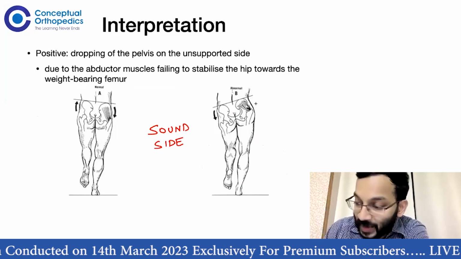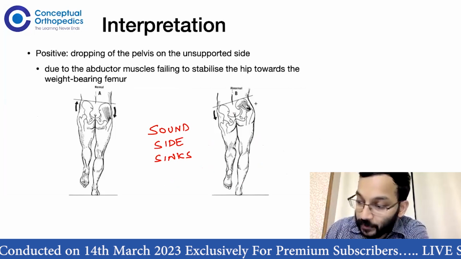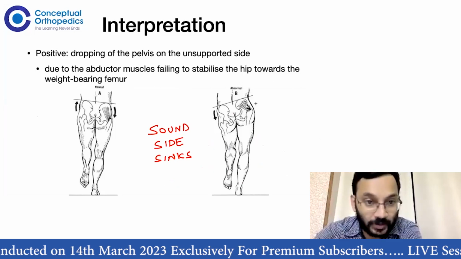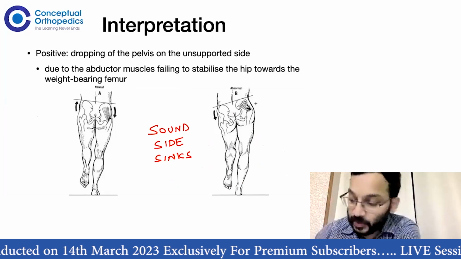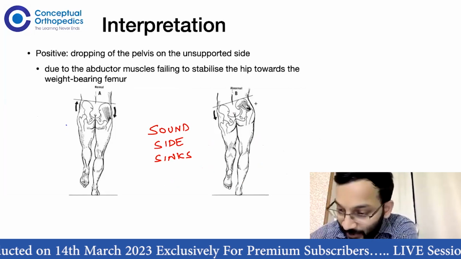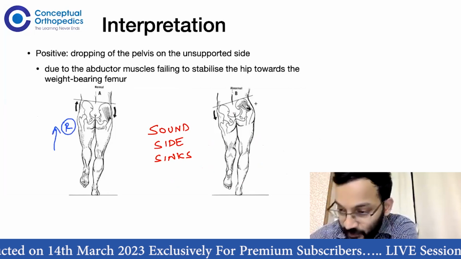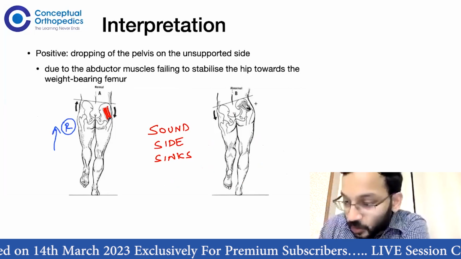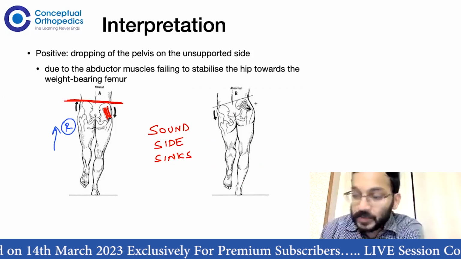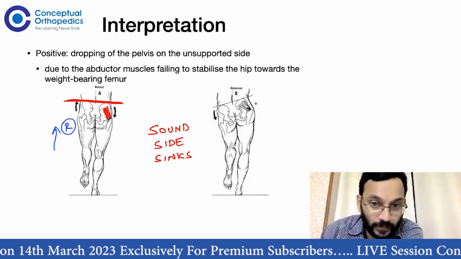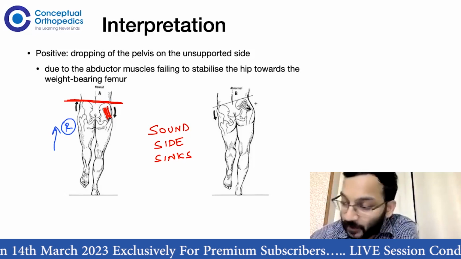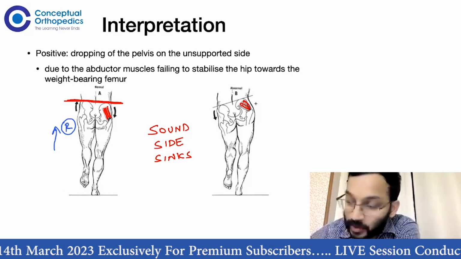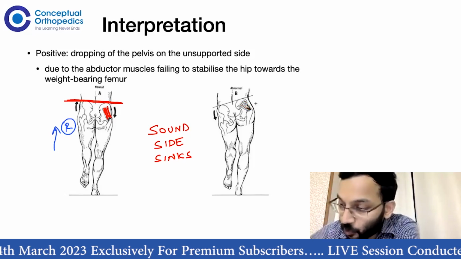Why does this happen again? This is because of the abductor muscles failing to stabilize the hip towards the weight-bearing femur. So if you see the illustration down here, when the right leg is lifted upwards, the left abductors come into action and make sure that the pelvis is stable. Now what happens in an abnormal patient is the abductors are not working, so there is no counter force for gravity.